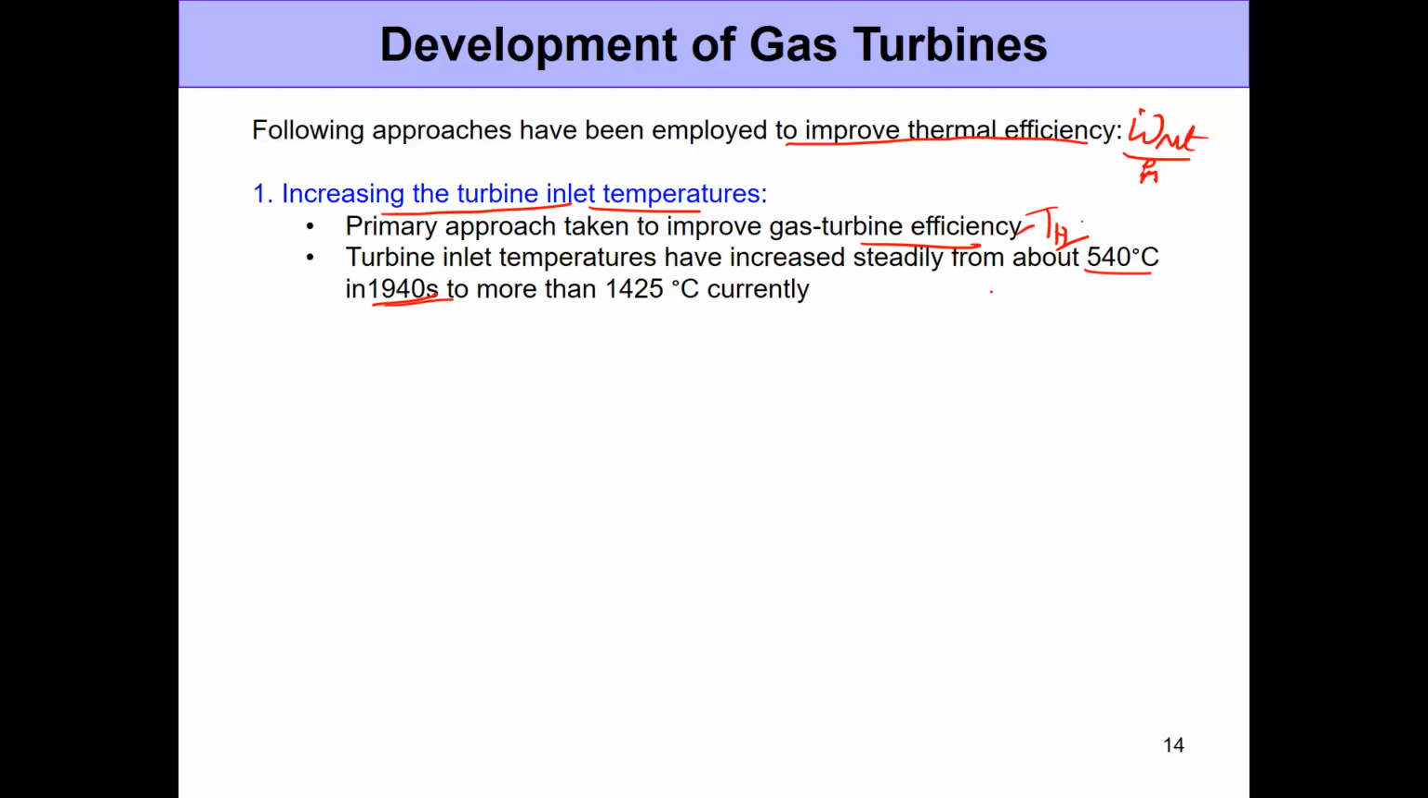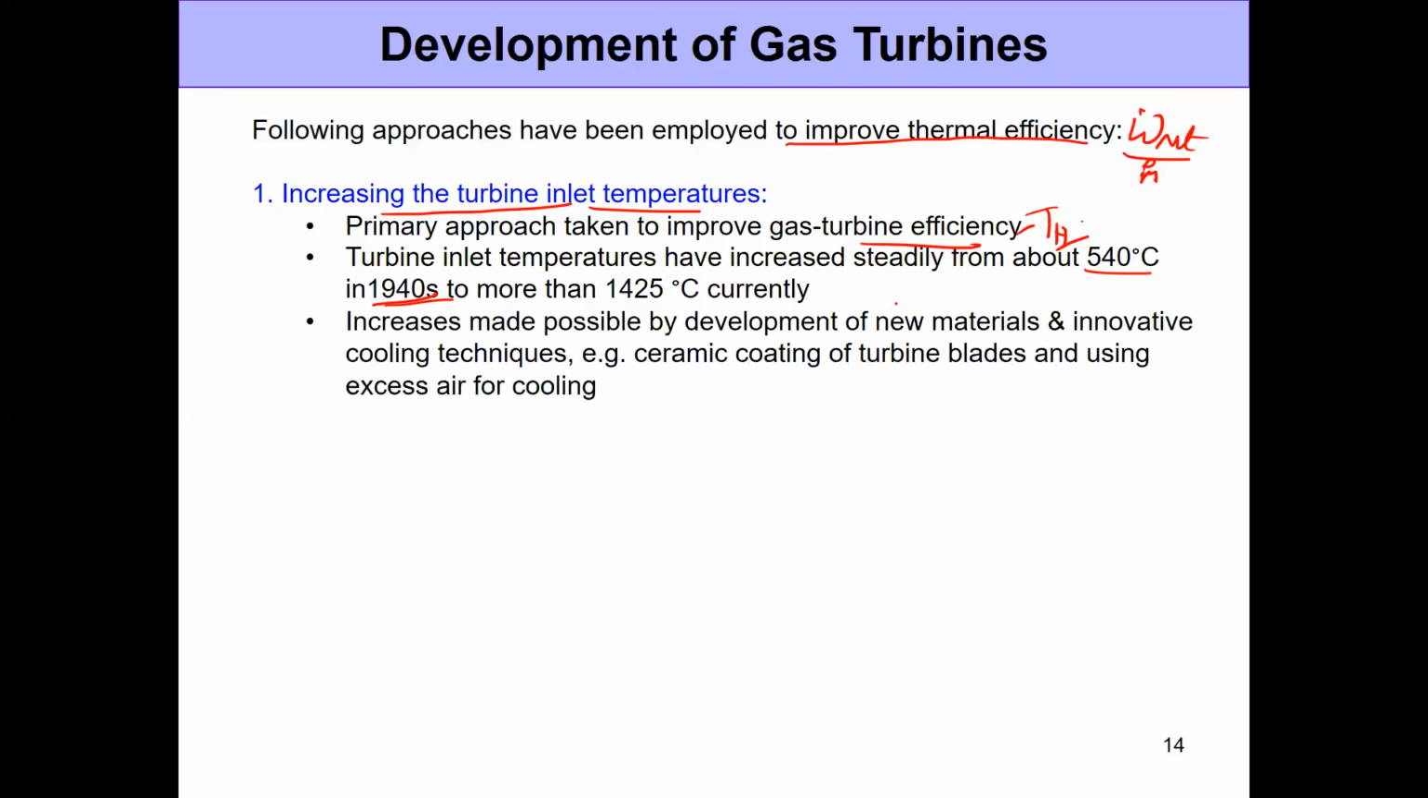Over the years, a lot of improvements in the materials and the manufacturing of the turbine blades, involving the way they are cooled, the way they have cooling channels, and also the fact that we have been able to use ceramic coating on the turbine blades, has allowed us to operate at much higher temperatures. So the turbine inlet temperatures as of now approach 1425 degrees Celsius. And I'm pretty sure they will keep going higher in the next few years.